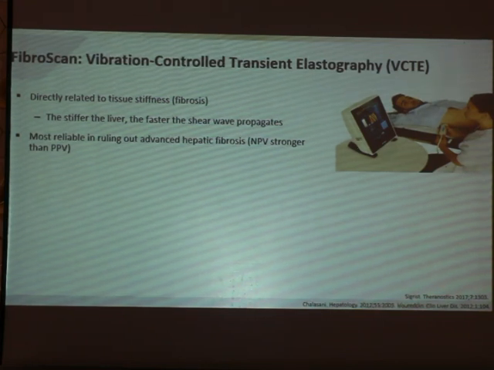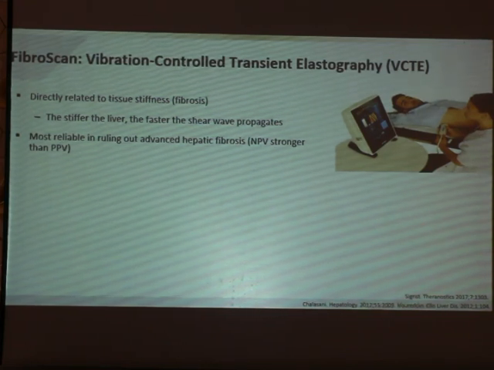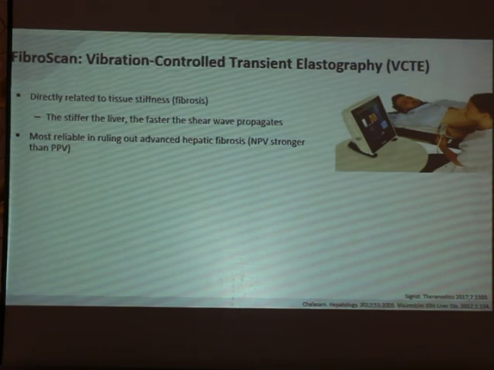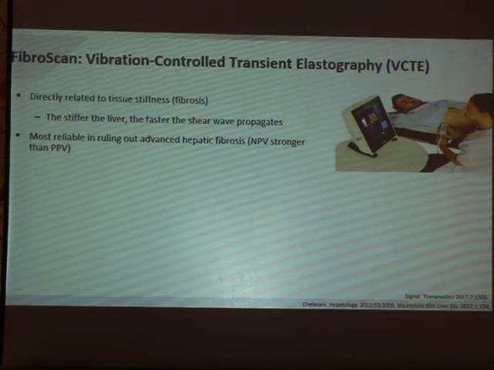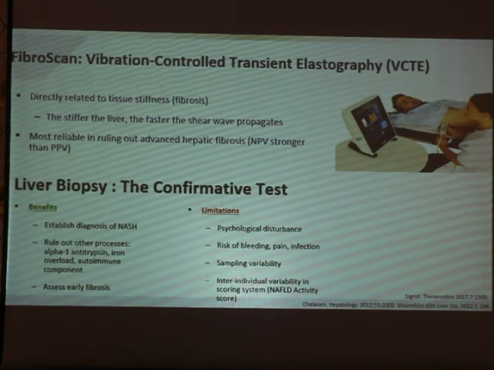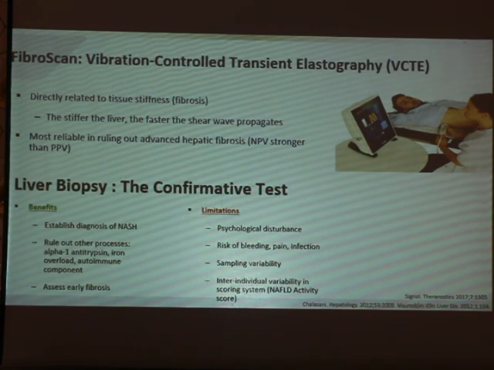And then FibroScan, it's a vibration controlled transient elastography. The whole idea is that it is directly related to tissue stiffness. The stiffer the liver, the faster the shear wave propagates. As such, it's been seen that training for doing FibroScans is actually very easy and can be standardized very easily with very few training sessions. It is very reliable in ruling out advanced hepatic fibrosis.